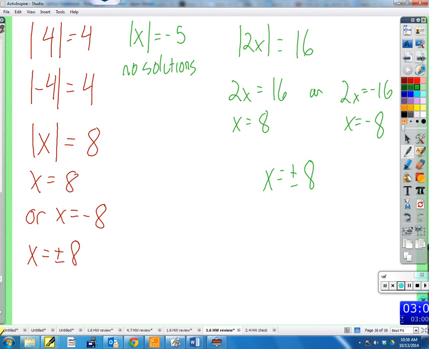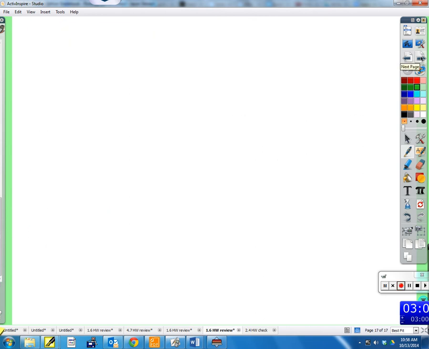Let's set up another one. The absolute value of 3x minus 4 is equal to 13. This isn't going to come out to be good, I don't think.